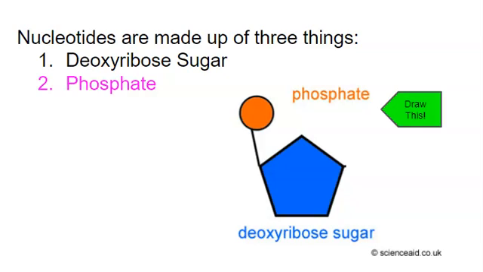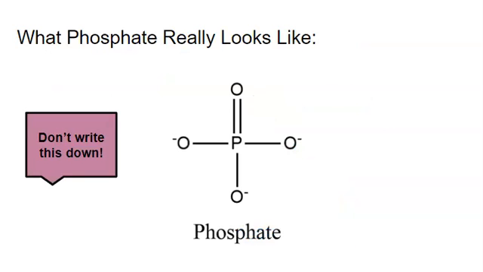Well, what does a phosphate actually look like? A phosphate is a phosphorus with 4 oxygens. Okay, you don't need to know that, but I'm just showing you it's not actually a pretty little circle, it's a molecule.